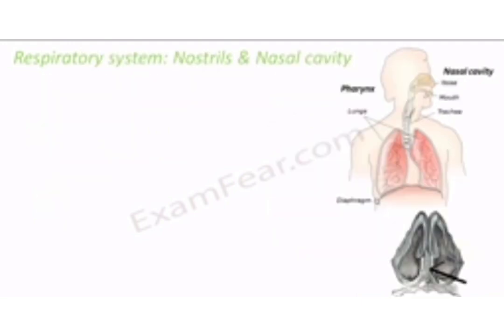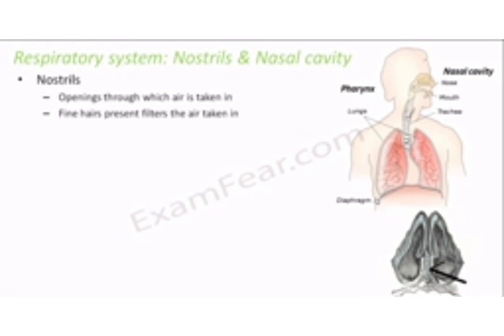So let us start with the nostrils and the nasal cavity. Nostrils, openings through which air is taken in. So in our nose we have two openings through which the air is taken inside. Fine hairs present which filters the air taken in. So you can also see that inside our nostrils we have very small hairs. So those hairs actually, when the air is taken in, if there are any dust particles in that air, those hair will prevent the dust particles from getting inside and it will block them in themselves. So that is the function of the hairs which are present inside the nostrils.